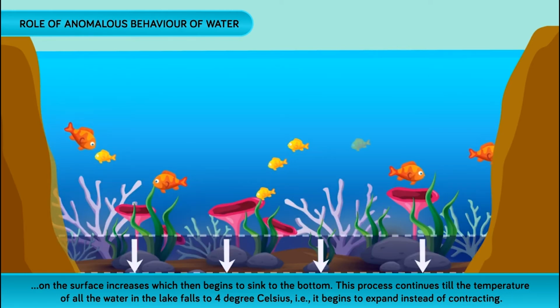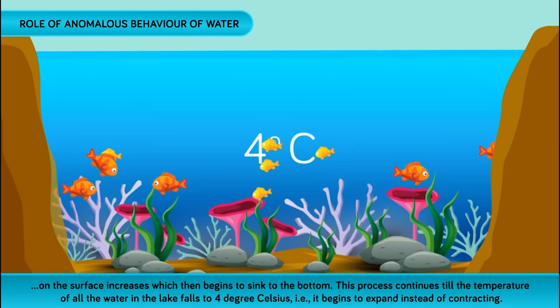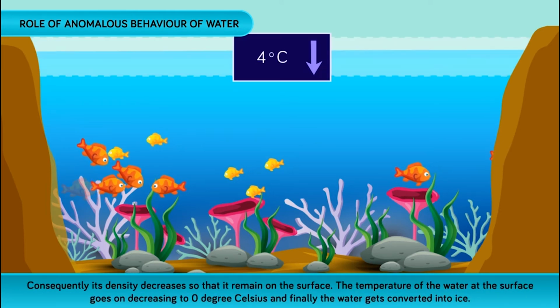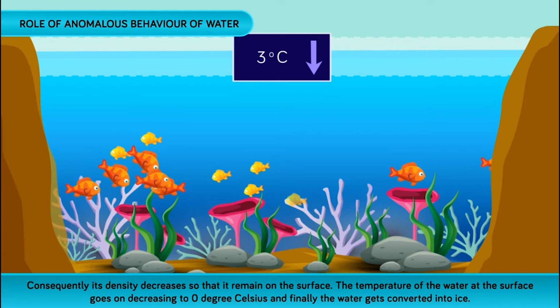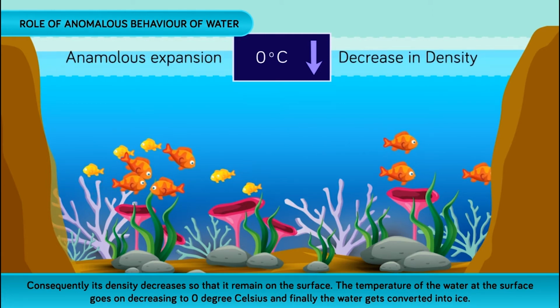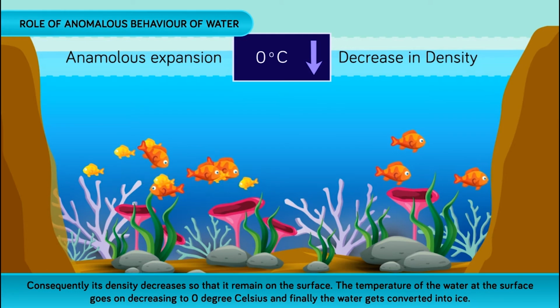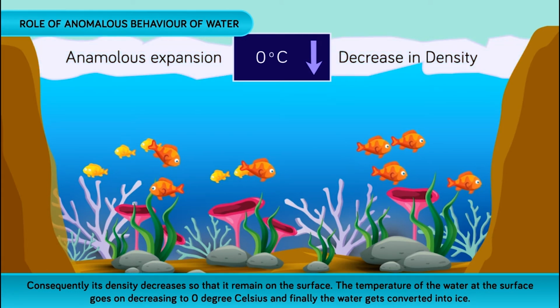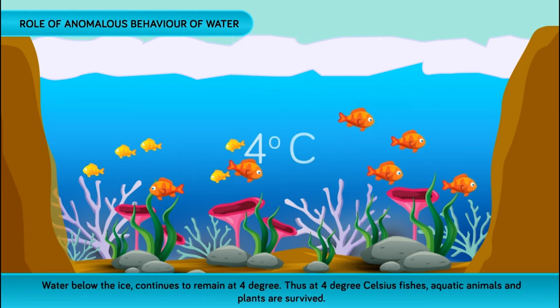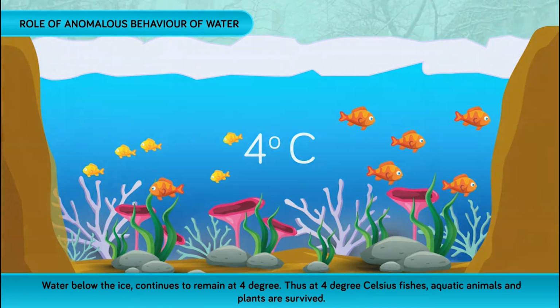That is, it begins to expand instead of contracting. Consequently, its density decreases so that it remains on the surface. The temperature of the water at the surface goes on decreasing to 0 degrees Celsius, and finally the water gets converted into ice. Water below the ice continues to remain at 4 degrees. Thus, at 4 degrees Celsius, fishes, aquatic animals and plants survive.